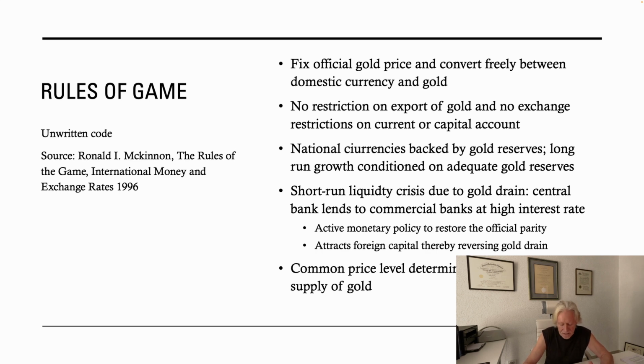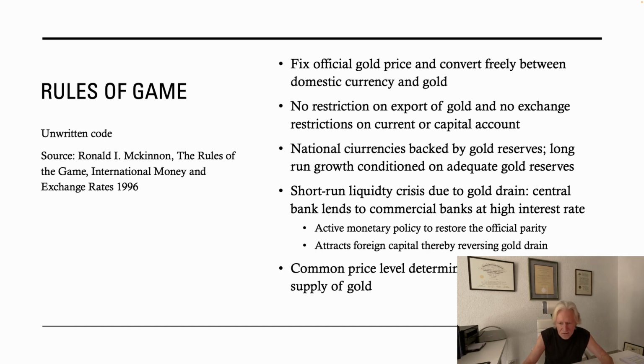If a country, for whatever reason, runs into a short-run liquidity crisis, let's say due to a gold drain, then the central bank can intervene, and they did intervene. This is made clear and proven by the work of Arthur Bloomfield, who's one of the sources I cite. So even though we didn't have discretionary monetary policy as we have now, we did have an active monetary policy to restore the official parity and to attract foreign capital to correct economic problems within a particular economy.